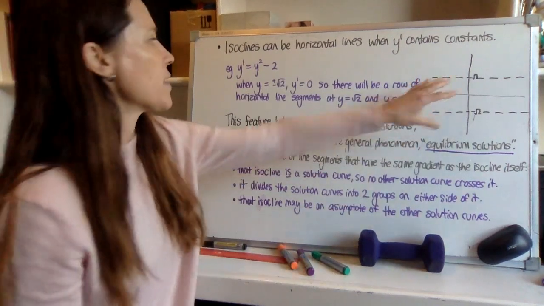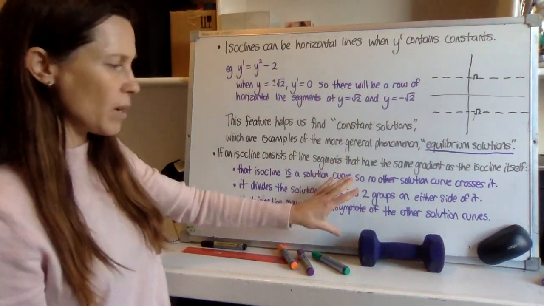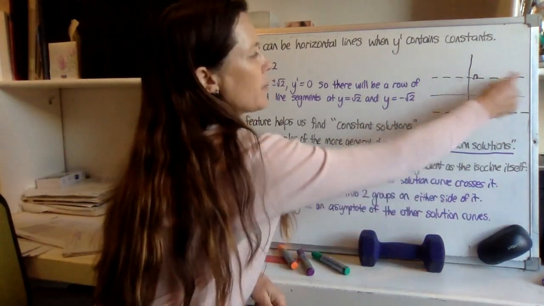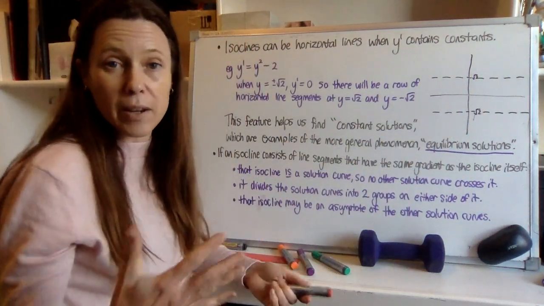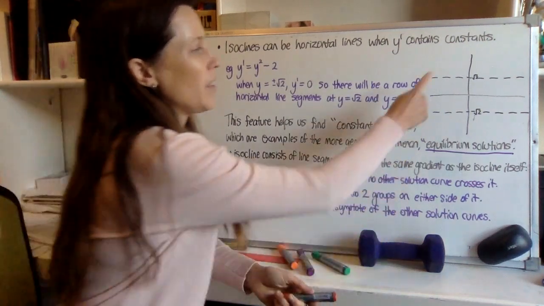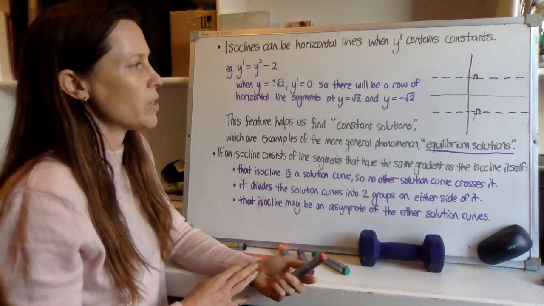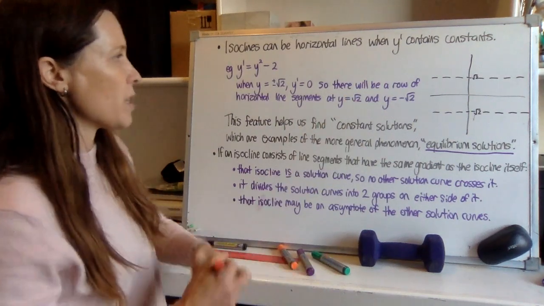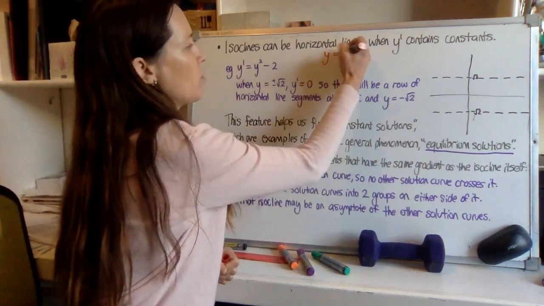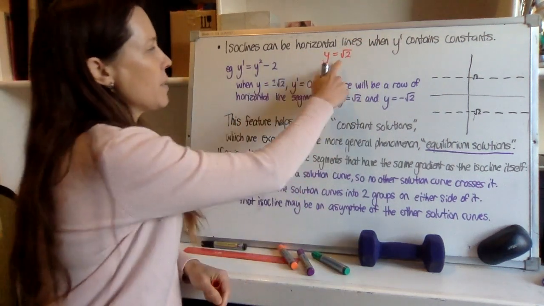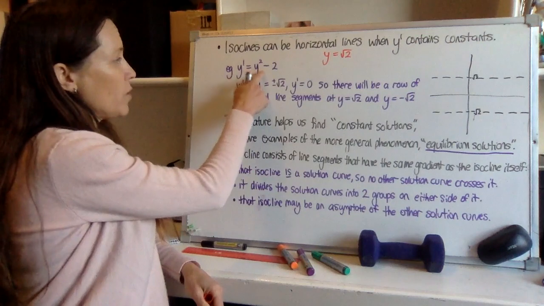Now, to look at this example up here as a nice simple way of understanding these points, we can see here that we've got two lines that have a gradient of 0, so the isocline has a gradient of 0, and the line segments that it's made up of have also got a gradient of 0. So we've got two examples here, the line y equals root 2 and y equals minus root 2. Let's just examine this one. Is this actually a solution curve to this?